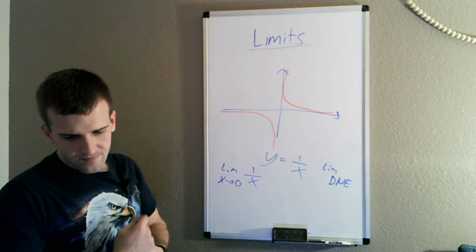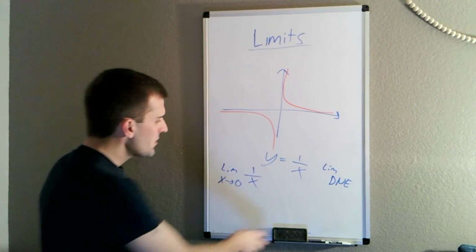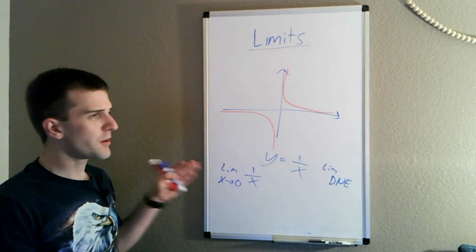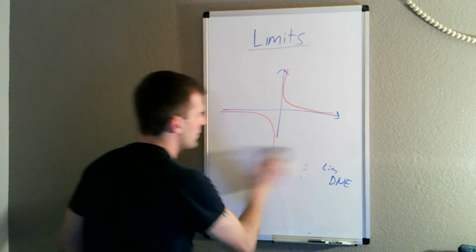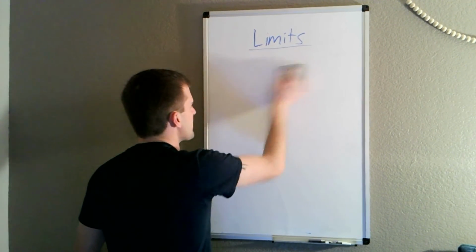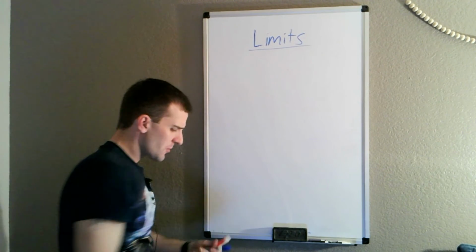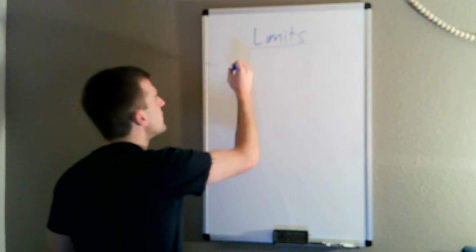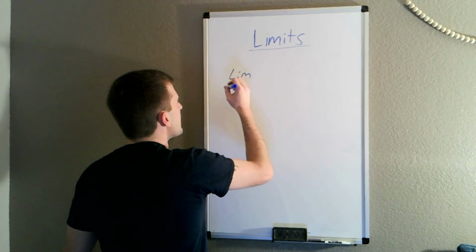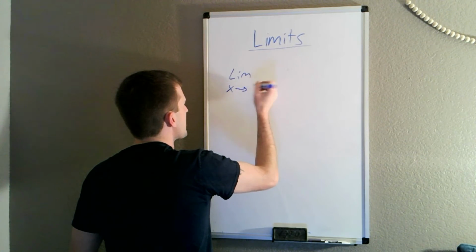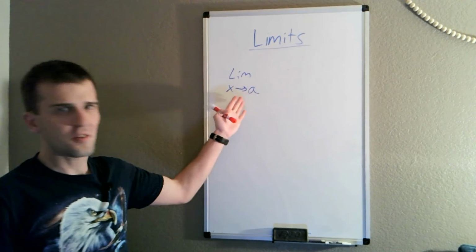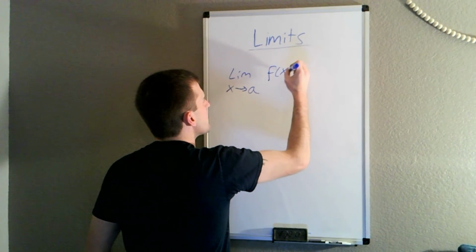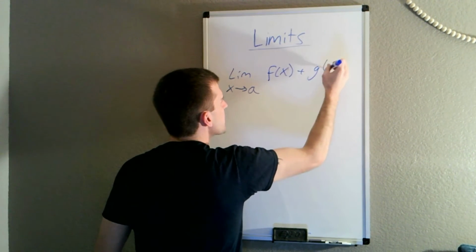All right, so there are limit rules that you can use when manipulating equations with limits in them. None of the rules are that surprising, but there's 5 rules we want to go over. So there's the addition rule. So limit as x approaches a, I'll just write a here because it could be any number, of f of x plus g of x.